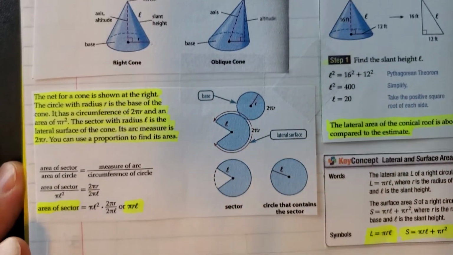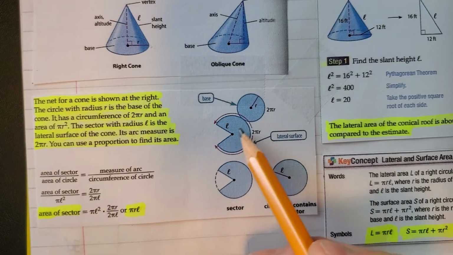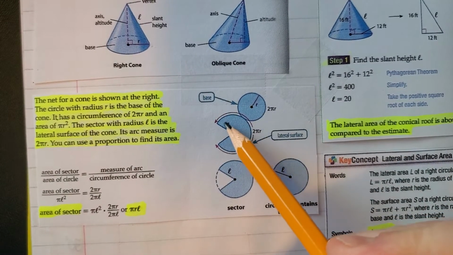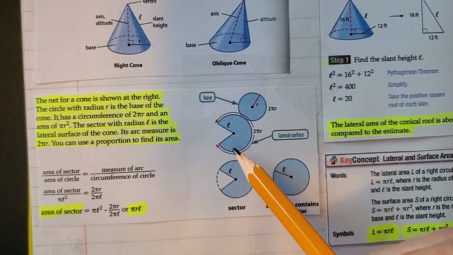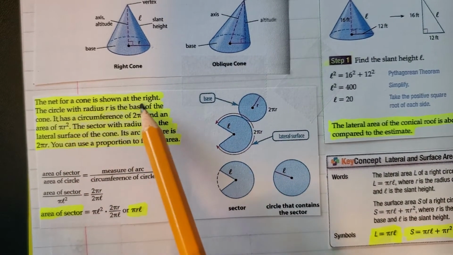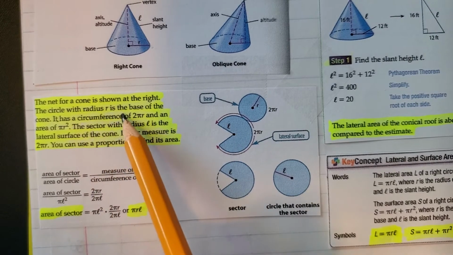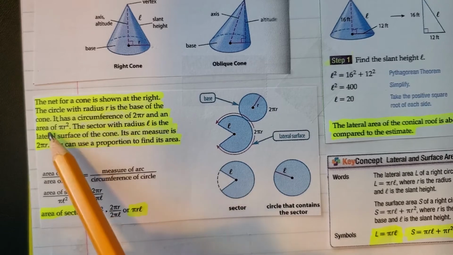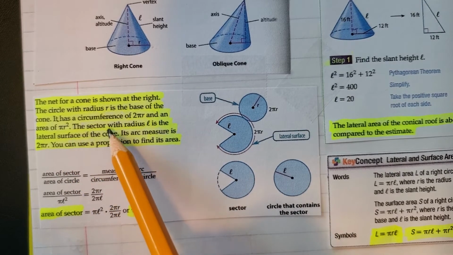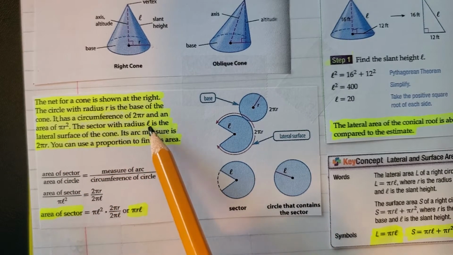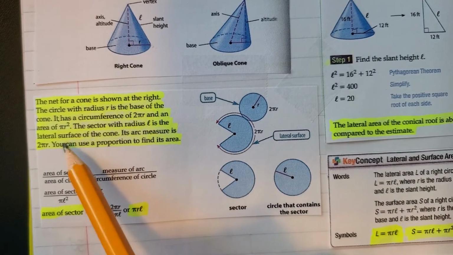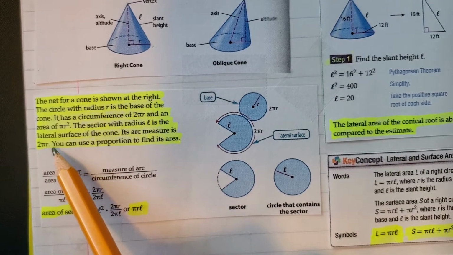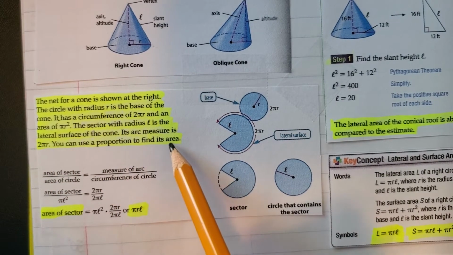Now, how do you come up with the area of this part of the figure? We know the circle, but how do you come up with Pac-Man? It says the net for a cone is shown at the right. The circle with radius r is the base of the cone. It has a circumference of 2 pi r and an area of pi r squared. The sector with radius L is the lateral surface of the cone. Its arc measure is 2 pi r. You can use a proportion to find its area.